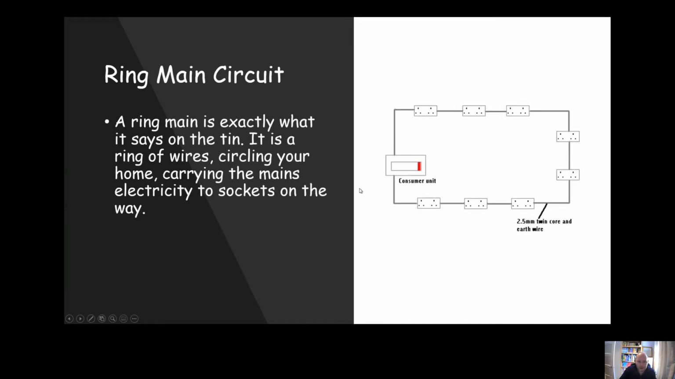A ring main circuit is one that does return to the consumer unit, and because both sides are connected to the consumer unit, it can cover a much larger area and take a much larger load than a radial circuit can.